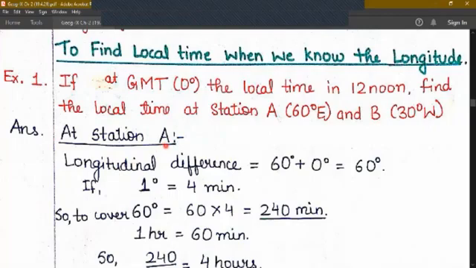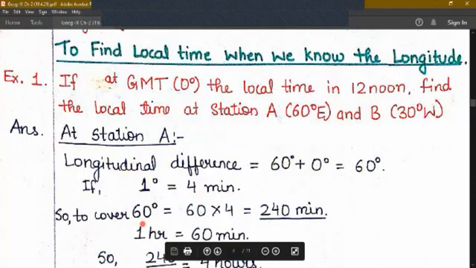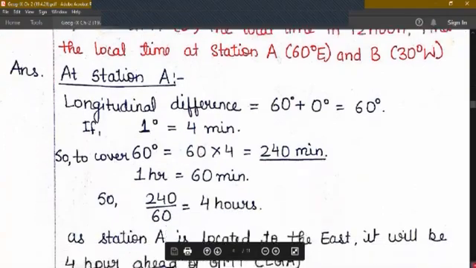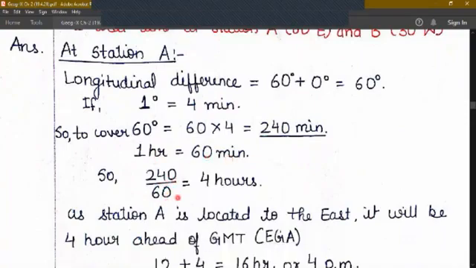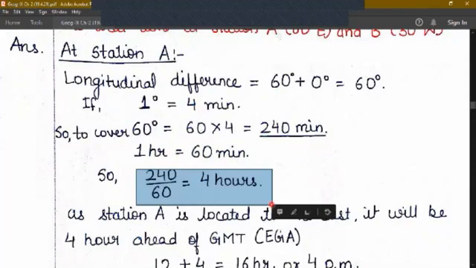So at station A, the longitudinal difference will be 60 plus or minus 0, the prime meridian, 0 degree. So that will be a 60 degree difference. Then if 1 degree is covered in 4 minutes, how much time will it take to cover 60 degrees? It becomes 60 into 4, that is 240 minutes. As we all know, 1 hour covers 60 minutes. So 240 divided by 60 becomes 4 hours. So there is a gap of 4 hours.